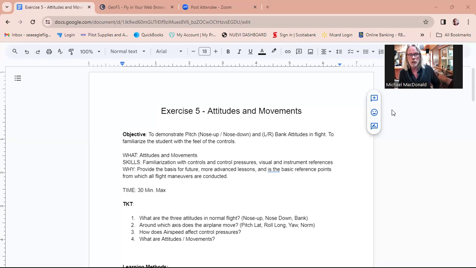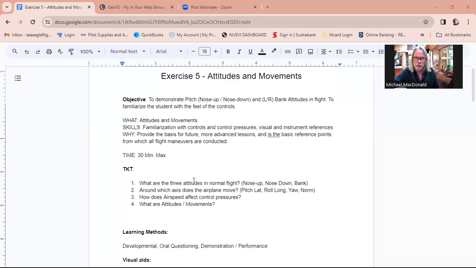The skills that you learn are familiarization with the controls and the control pressures that you feel, and the visual and instrument references. It provides the basis for future, more advanced lessons and is the basic reference point from which all flight maneuvers are conducted. So, very important.